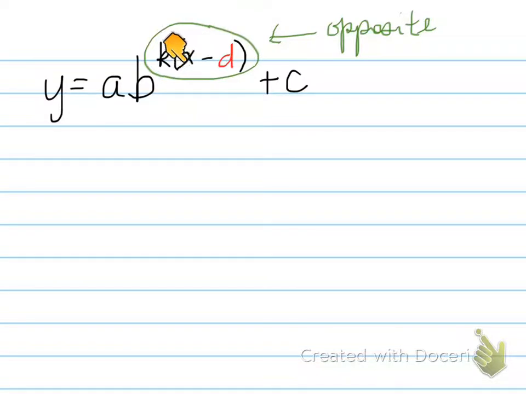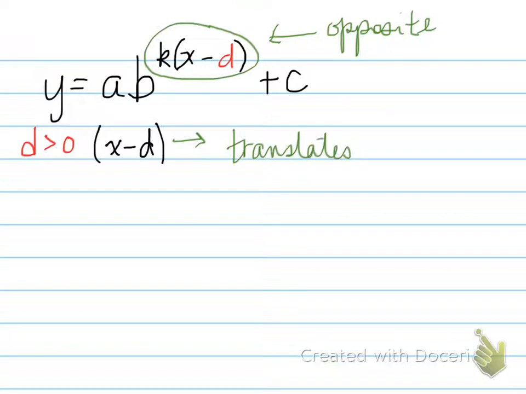One thing to note again, reminder: x must have a coefficient of 1 for D to be valid. You can't just pick any D. That means k was divided out of the number so that you could get the proper D value. What does D do? If D is greater than 0, you see in the brackets, in the exponent, x minus D, keeping in mind x must have a coefficient of 1, that means the graph translates to the right D units.